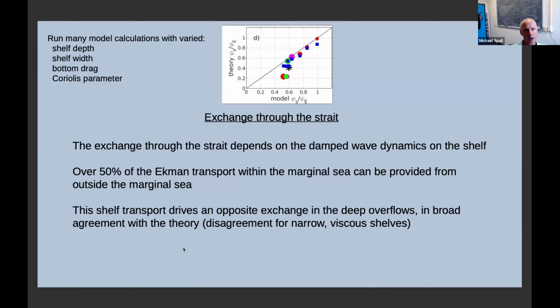So if they fell along this line, it would be a perfect agreement between the theory and the model. Most of them are reasonably close. There's a little cluster down here where the model predicts more transport than the theory. The common theme through all of those is that the shelf is very viscous. It's either very shallow or very narrow, or the friction is really large. But barring that really viscous limit, I think there's pretty reasonable agreement. And again, this is telling us that there's a connection between the shelf dynamics and the deep strait dynamics. Next slide.